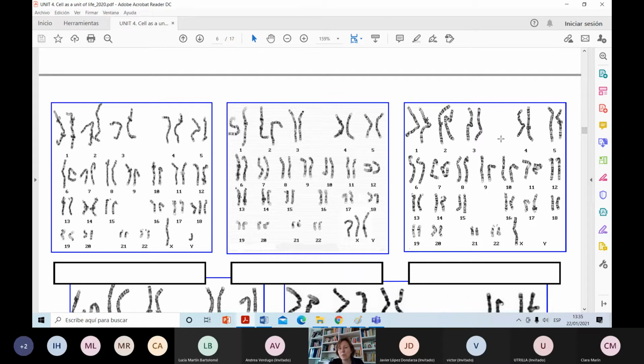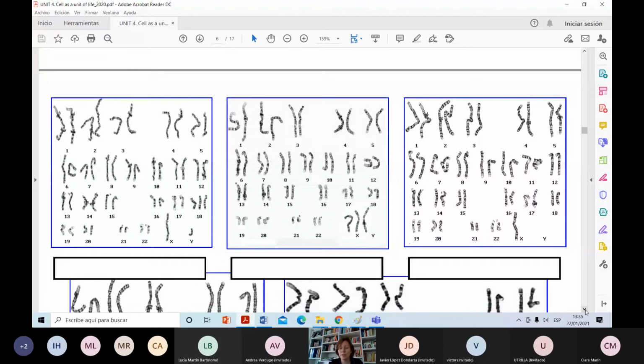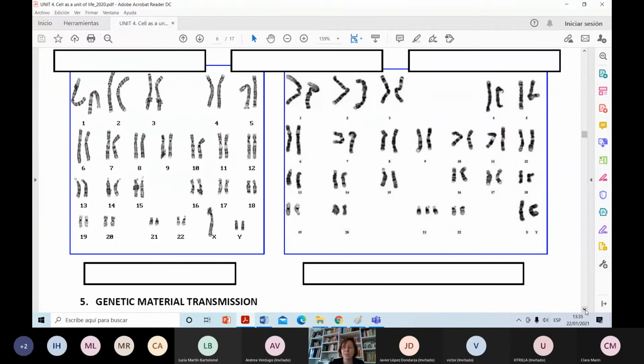What about this one? What's the problem with this one? Does it have 46 chromosomes? No, there's only one X, that's right. There's only one X here, and there's no second X or Y. So is it a boy or a girl? A girl. It's a girl, great, because it doesn't contain any Y chromosome, okay? But it's going to be a girl with Turner syndrome that is a little bit more complex than the previous one.